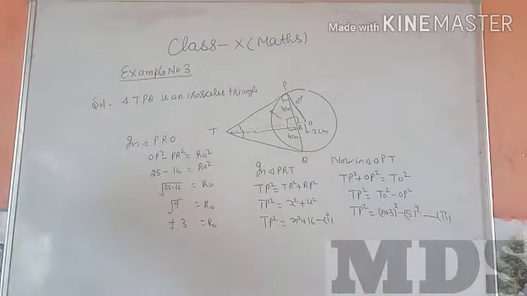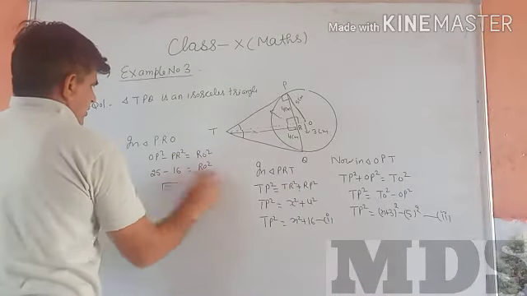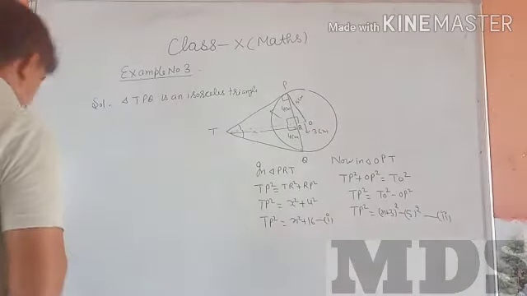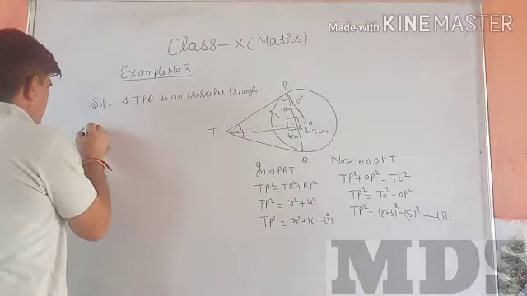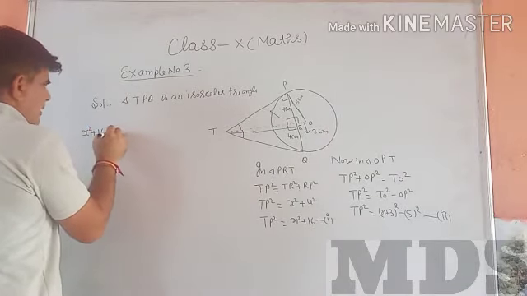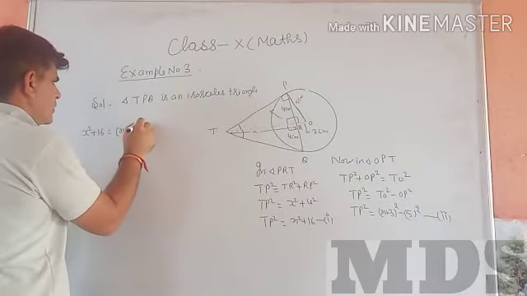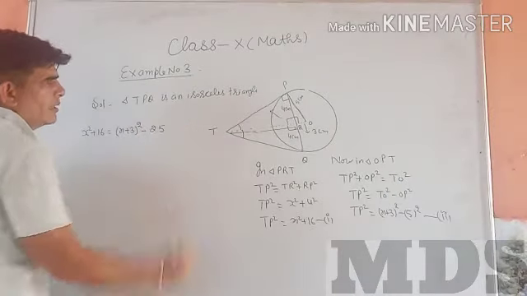Comparing first and second, both sides are TP square. So the right hand sides are also equal. X square plus 16 is equal to X plus 3 whole square minus 25. Understood?